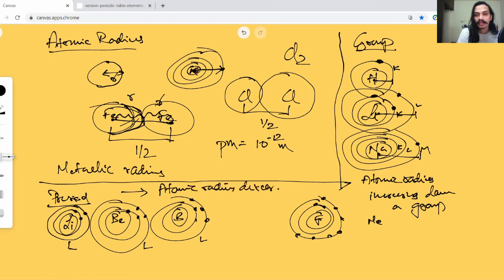Meaning lithium is the biggest atom in this second period. Beryllium is a little smaller, boron is much smaller, all the way till fluorine, which becomes one of the smallest, and then neon. Now why is this happening, right? Why is the size reducing even though no new shells are coming? The logic is very simple.